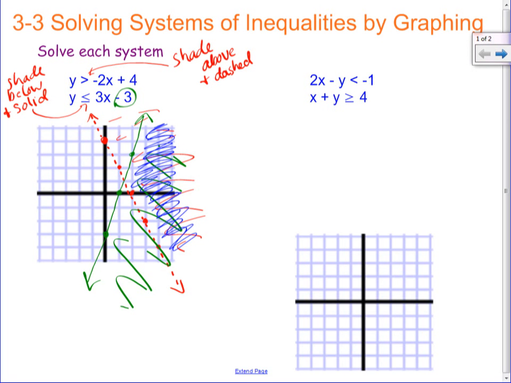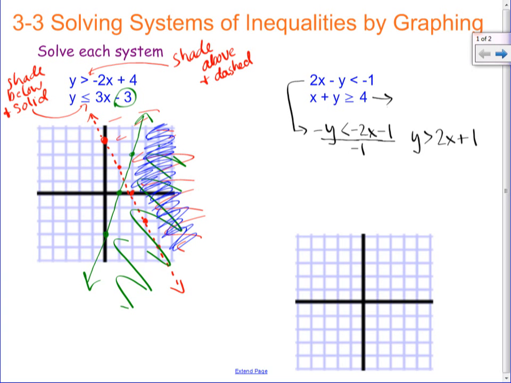Okay, these ones we have to get into slope-intercept form first. So on this one, we're going to subtract 2x from both sides. And then we have to do what? Divide by -1. Okay, when we do that, what happens? It's going to flip the sign. So we've got positive y is greater than 2x plus 1. That's our first line we'll graph.